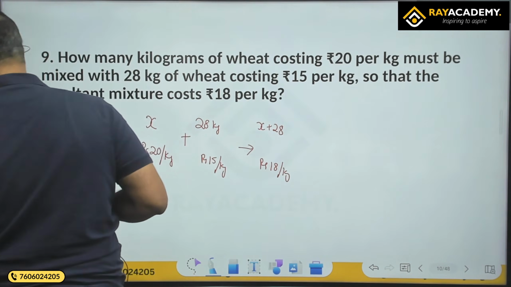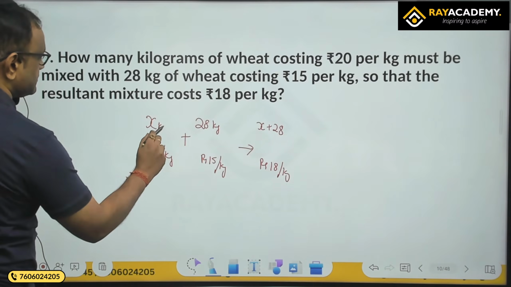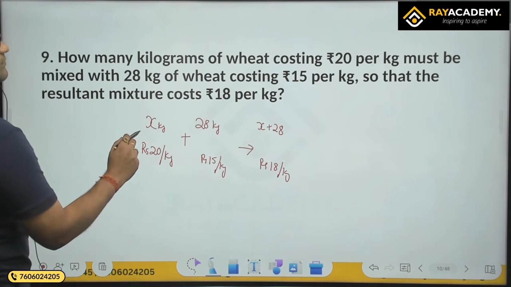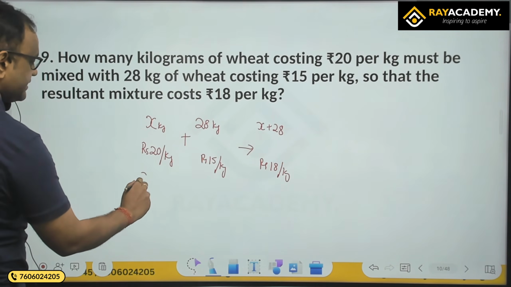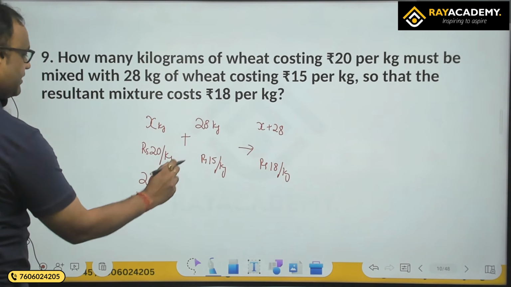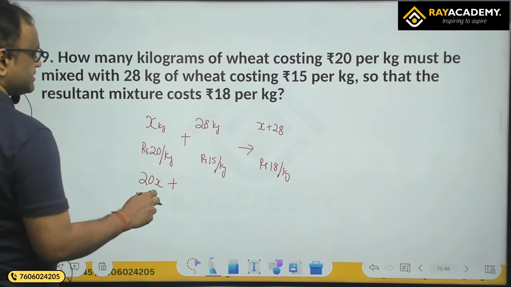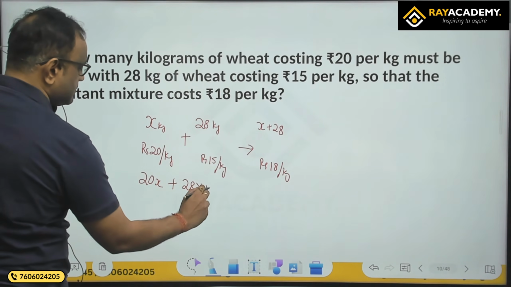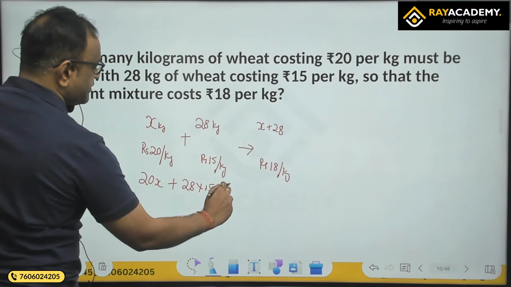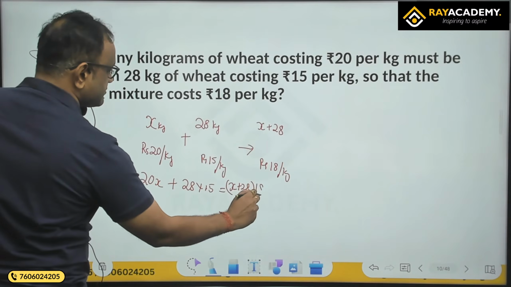So there are two ways you can do this question. We can find out the total. So if x kg of wheat costing 20 rupees per kg, then the total value will be 20x. Similarly 28 kg of wheat costing 15 rupees per kg, then the total will be 28 into 15. This should be equal to x plus 28 kg of wheat, average price of 18 rupees per kg, so 18.